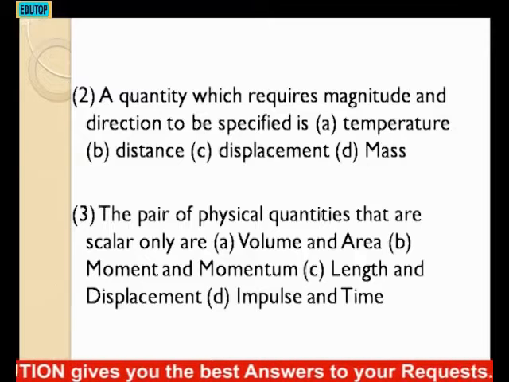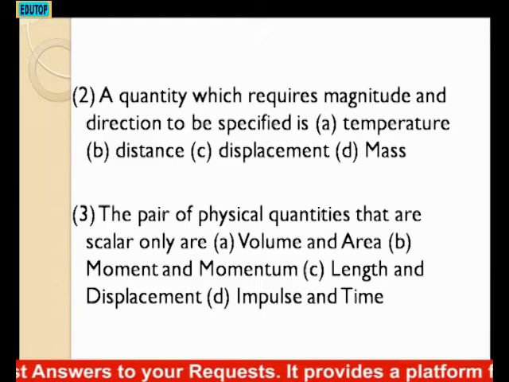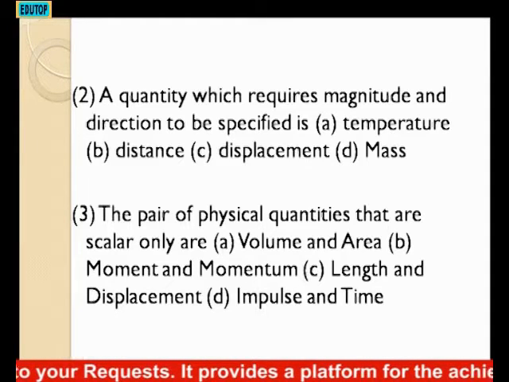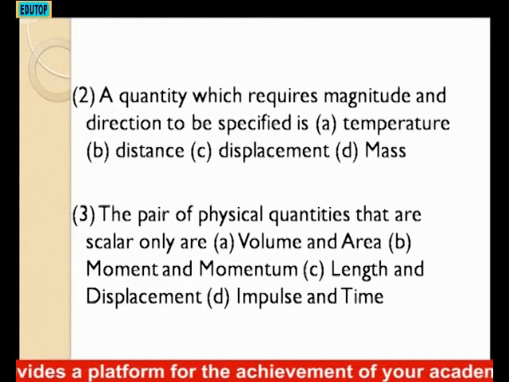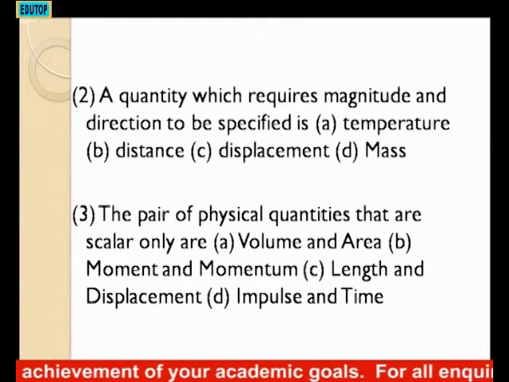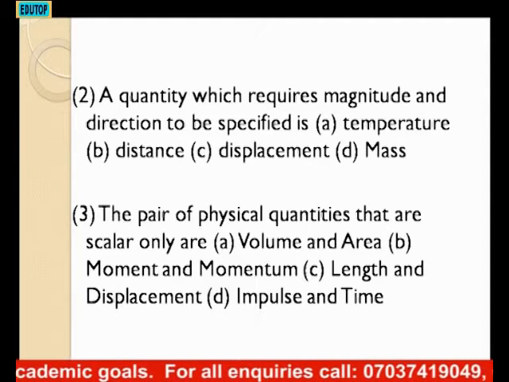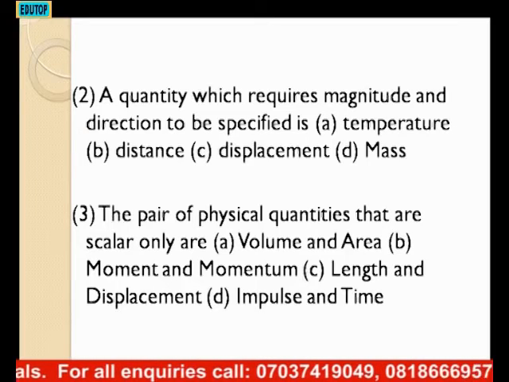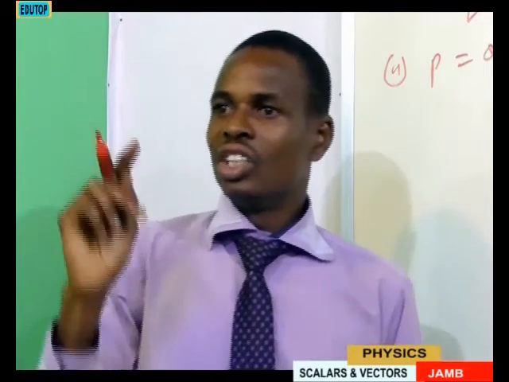Volume and area are scalar. Moment and momentum are vector. Length and displacement: length is a scalar, whereas displacement is a vector. Impulse is a vector, while time is a scalar. So out of all the 4 options we have here, both volume and area are scalar. And so the right option there is option A. Volume is a scalar quantity. Area is a scalar quantity.